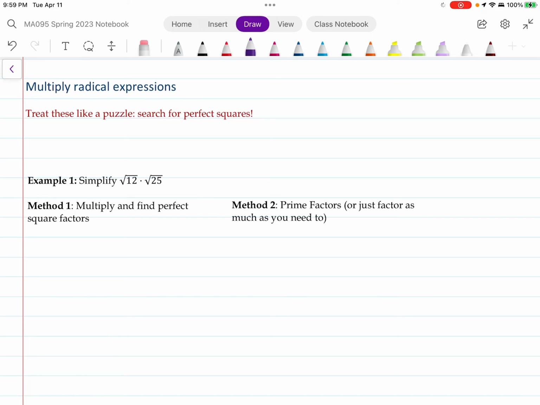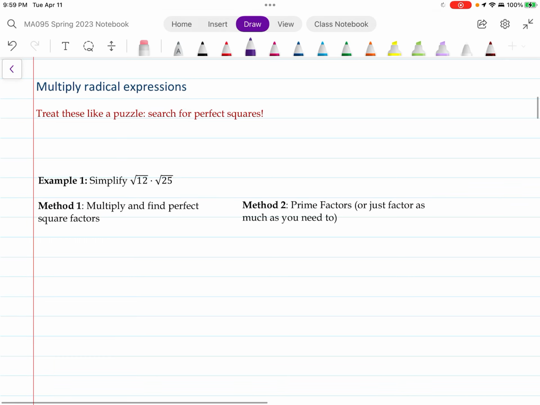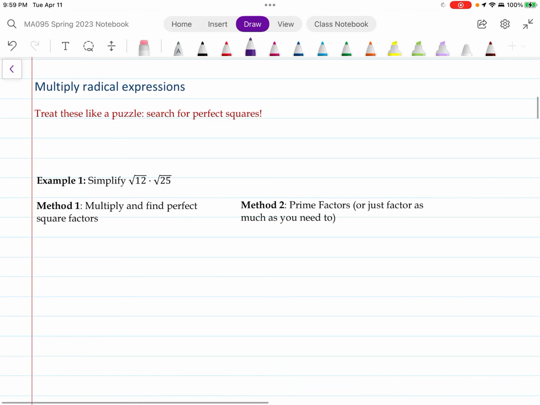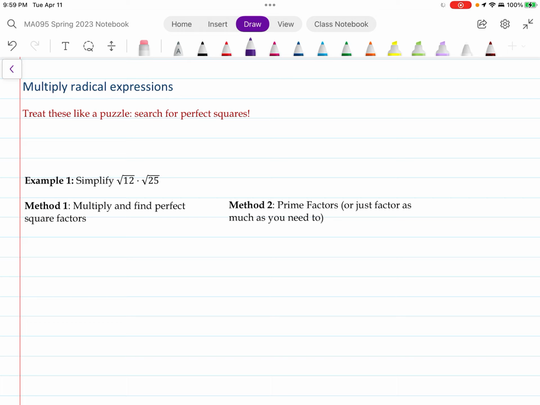So there's a few different ways to do this, but you can multiply first and then find perfect squares. You may see one of them right there. And so I started with a pretty straightforward one. But when you multiply 12 and 25, you get 300. So 300 and the square root of that.